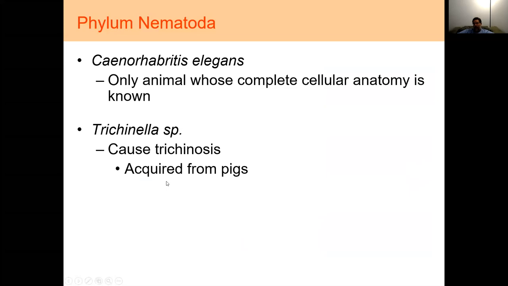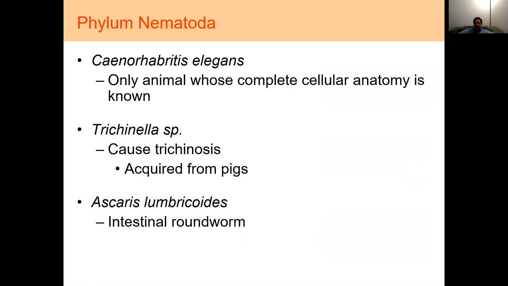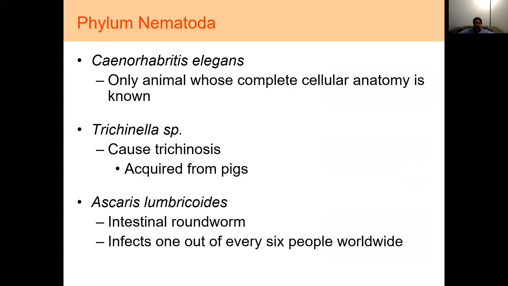You can get a disease called trichinosis, which can kill you, can make your muscles extremely painful, cause problems with your breathing and lungs because it'll live inside your tissues as cysts. I'll show you a picture of that in a moment. There's also some very large ones like Ascaris lumbricoides, which is an intestinal roundworm found in a variety of animals. It can also infect people. One out of every six people worldwide are actually infected by this intestinal roundworm. Granted, we don't see it in developed nations as much as we see it in developing nations.